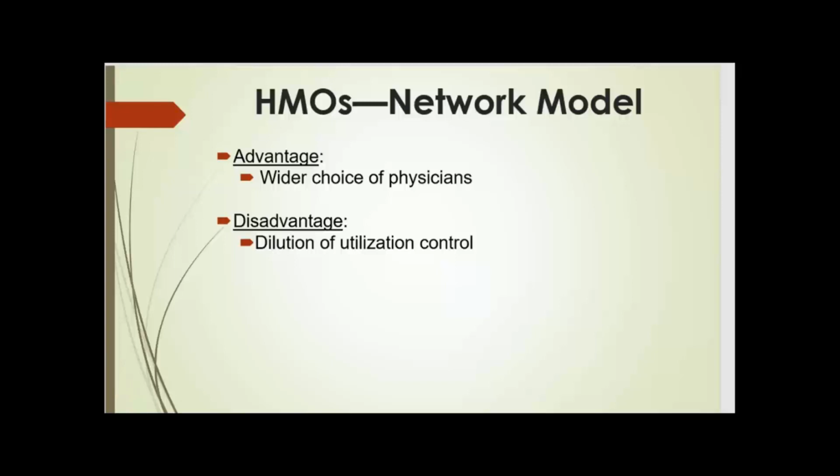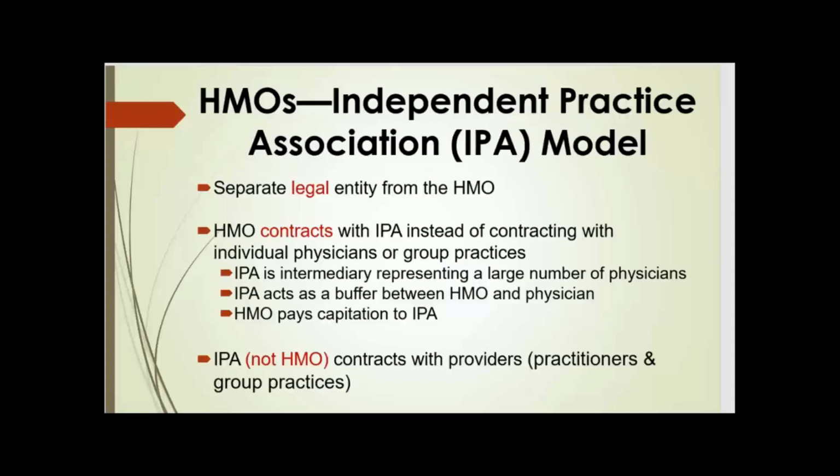So the main disadvantage is the dilution of utilization control. Now, the next model is the independent practice association model that I will be covering. With this model, an HMO contracts with an organization, the Independent Practice Association, that is separate from the HMO.